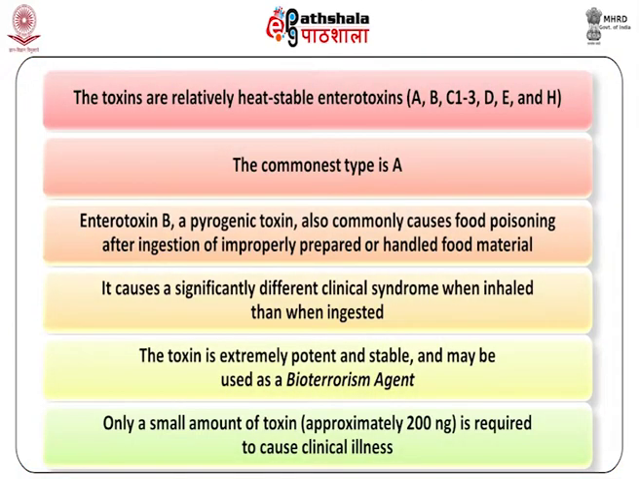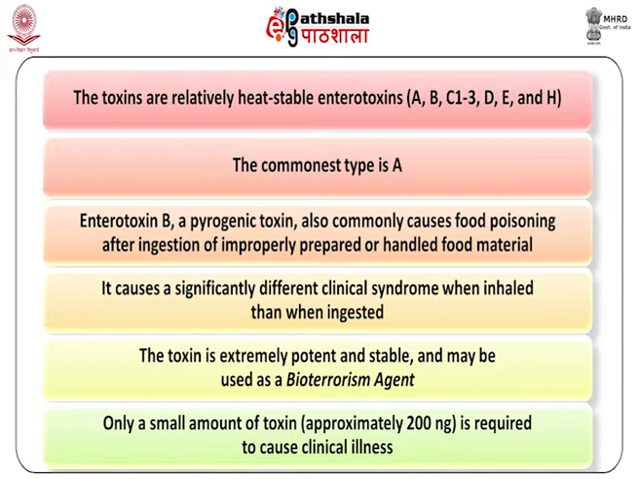The toxins are relatively heat stable enterotoxins, including A, B, C, D, E and H. The commonest type is A. Enterotoxin B, a pyrogenic toxin, also commonly causes food poisoning after ingestion of improperly prepared or handled food material. It causes a significantly different clinical syndrome when inhaled than when ingested. The toxin is extremely potent and stable and may be used as a bioterrorism agent.